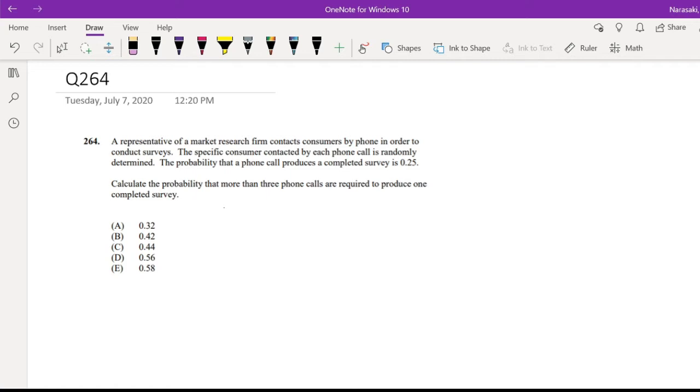So pause the video real quick and try this problem yourself. Assuming that you already attempted it, let's just dive right in.